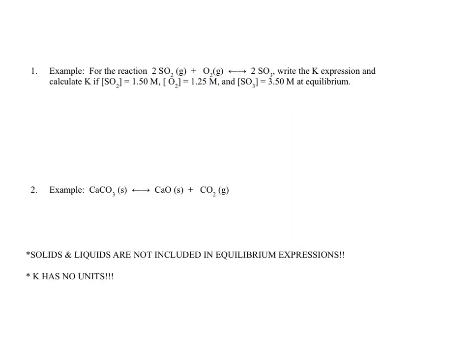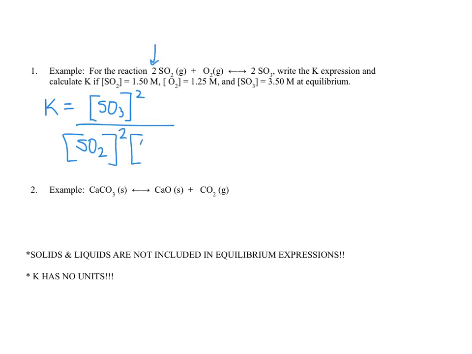Let's take a look at this example. We're given the overall reaction, and then we're asked to write the K expression. The K expression is going to be equal to my products over reactants. This should say that this is a gas, SO3. So my product is SO3 in brackets there. That's going to be squared because the coefficient is 2. And then on the bottom I have my reactants. I have SO2, which also gets squared because of the coefficient, and then oxygen, which has no coefficient, will have no exponent.